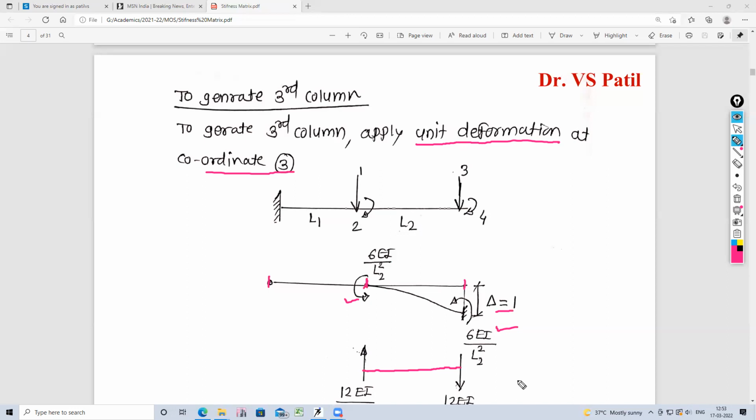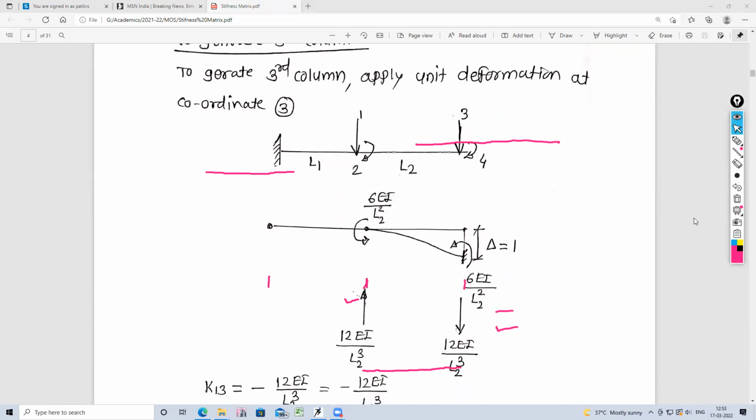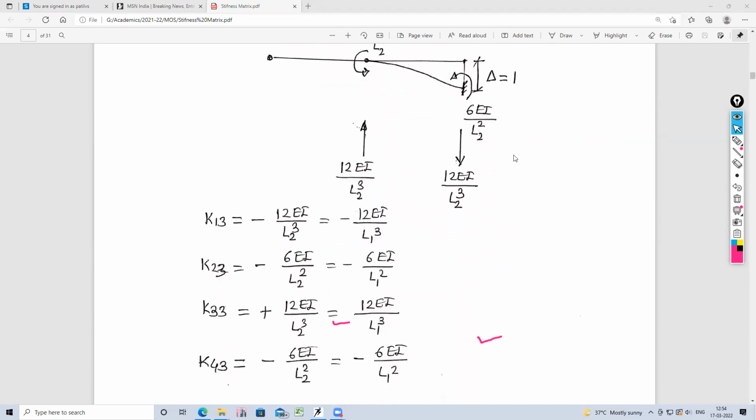To resist this, the reactions will develop. So it will form a clockwise couple. Okay, and what is the value? It is M by L. So this is 6 plus 6, which is 12, 12 EI L2 square divided by L. So it becomes 12 EI divided by L2 cube, and this is 12 EI upon L2 cube. So these are the forces in the second part only. Then we can write the elements of the stiffness matrix.